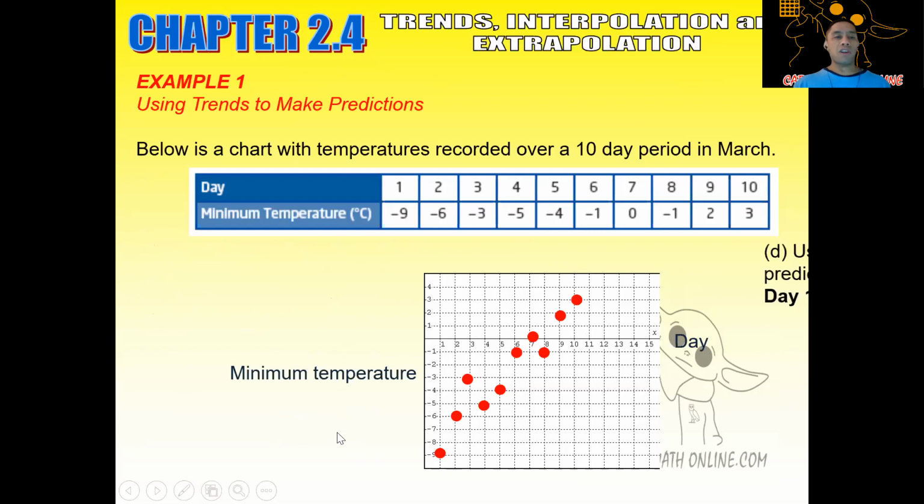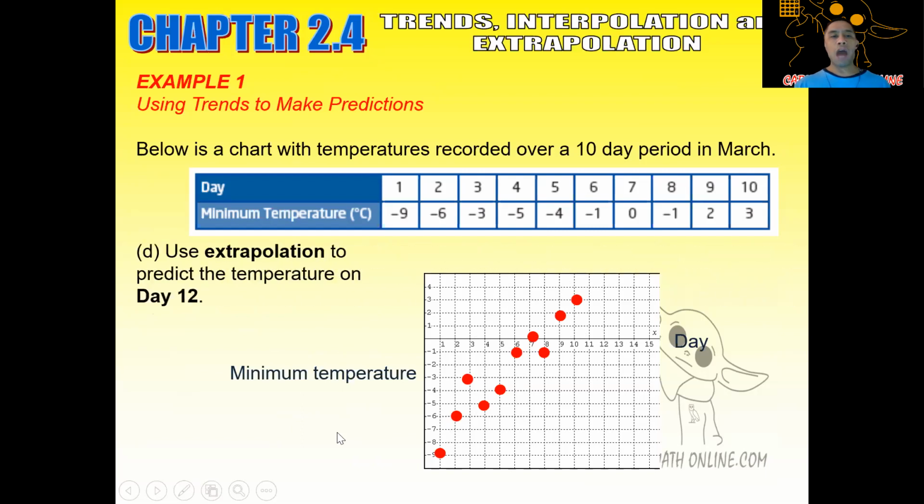The next question says use extrapolation to predict the temperature on day 12. Just to recap the definition of extrapolation, or what it means to extrapolate, we are now reading beyond the data that is given. Let me clarify that. If you take a look at the number of days, we've only plotted the temperature from day 1 all the way to day 10.